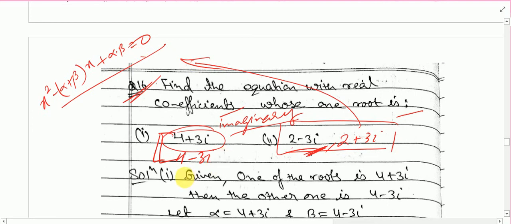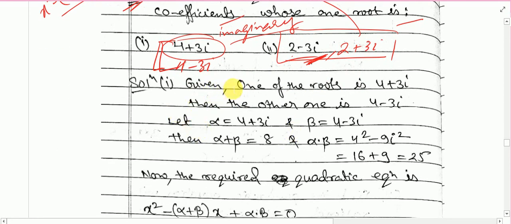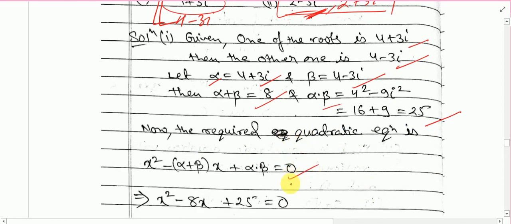This is also easy, hardly a 2-step question, and this type of question comes for 2 marks. Here I have explained: one of the roots is this, then the other root will be this. Let's say alpha I have taken this, then beta will be this, sum of the roots this, product of the roots 25, and then using this, you know how to form the quadratic equation if the roots are known to you.